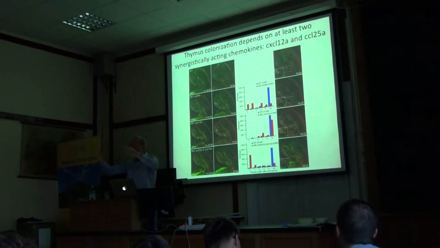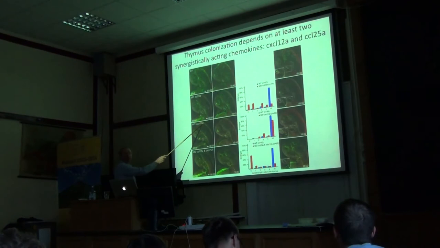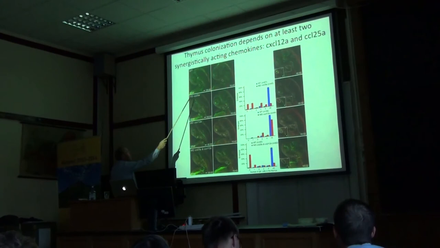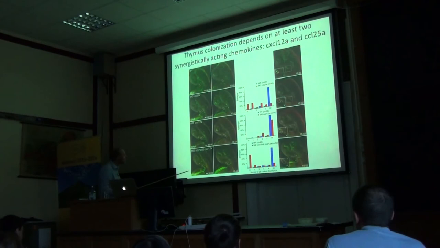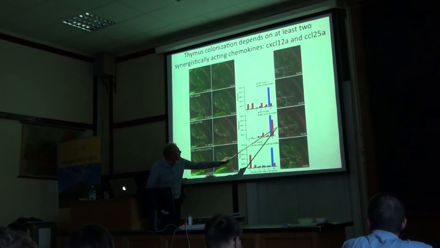And only if you eliminate both chemokines that go by the name of either CCL25 or CXCL12, which is the chemokine that CXCR4, that I mentioned before, responds to, and this CCL25, there is a receptor by the name of CCR9 that responds to this chemokine. Only when you eliminate the function of these two molecules together do you see no green cell in the thymic rudiment here. Here the cells are sitting just before the rudiment. Here is the wild type.